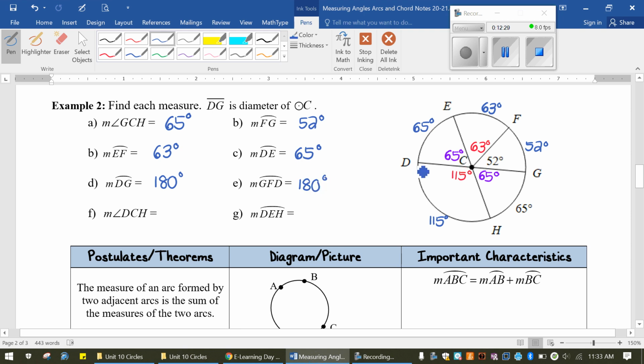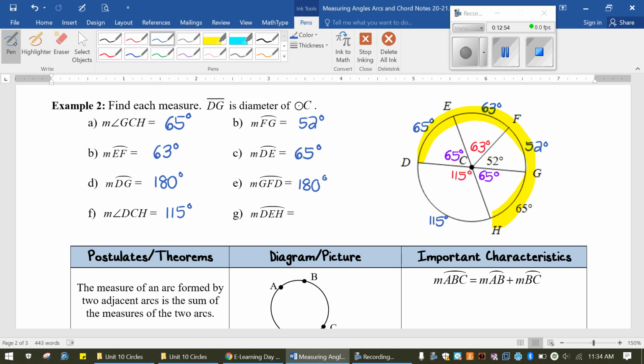Measure of angle GCH, right there, 150. And then the measure of arc DEH, so D, then hit E, then hit H. You add all of those together, that will be 244 degrees.